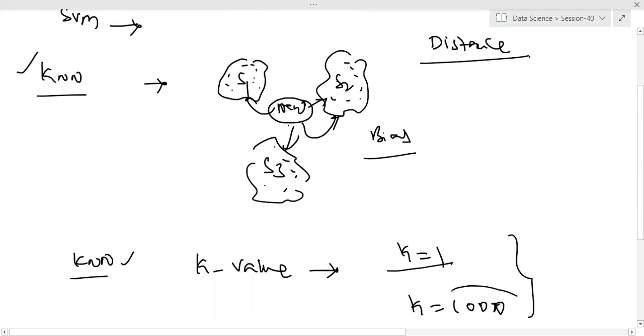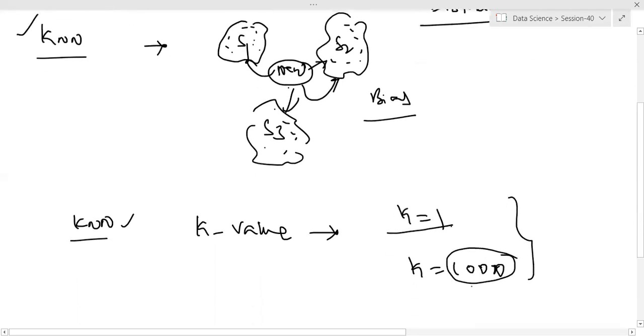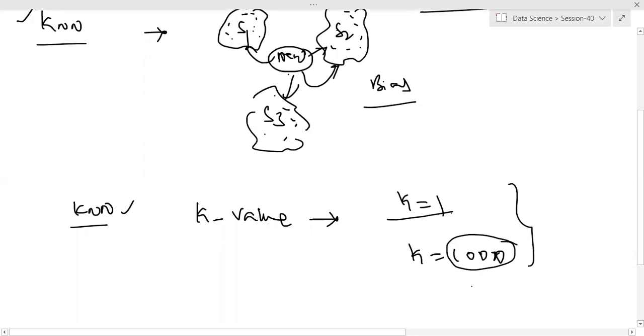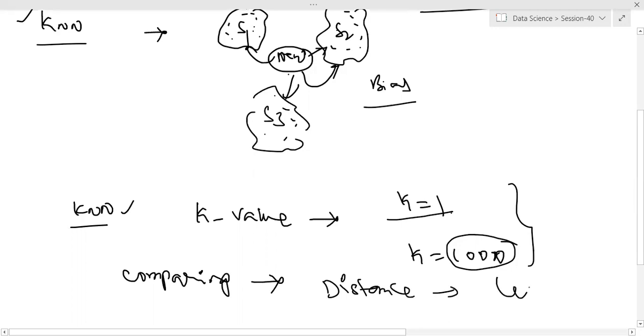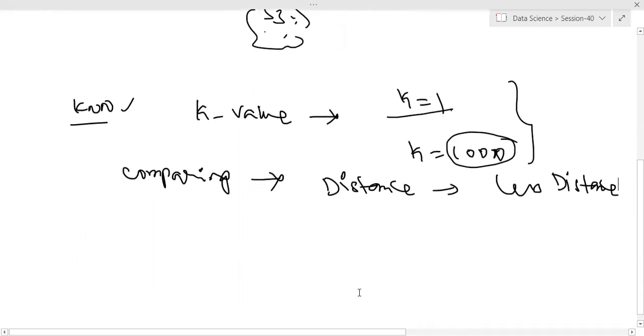Whereas if your K value is very large, then obviously we are comparing many things, because every time we are just comparing, and based on this comparison the distance would be there, and whichever has the least distance, we can conclude the appropriate class for the new entry.